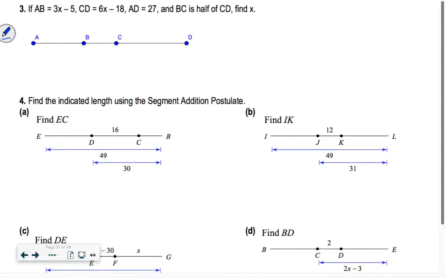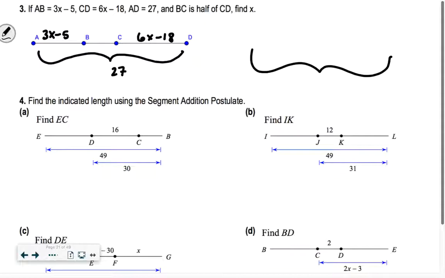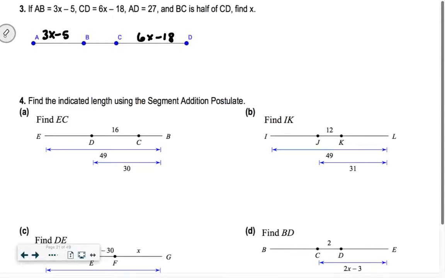So it says AB is 3x minus 5. CD is 6x minus 18. AD all the way down is 27. Do you guys like drawing these things? Everybody always hates drawing those. It's called a brace. Can we draw a brace? If you can't draw a brace, you could draw it in another way. You could draw it like this. So you could say A to D is 27, like that. Either way.